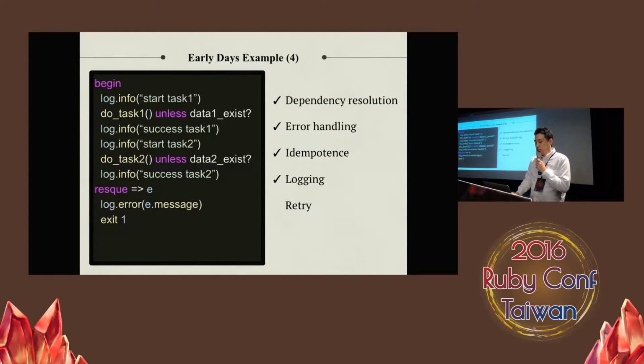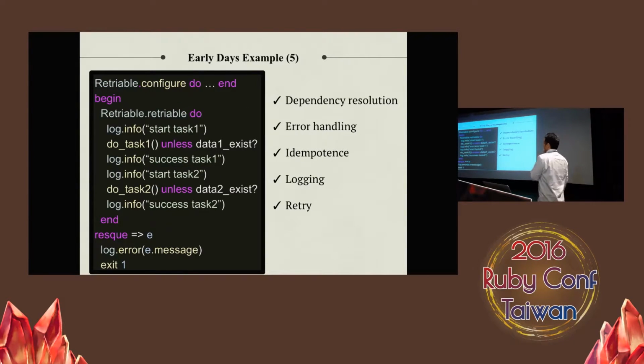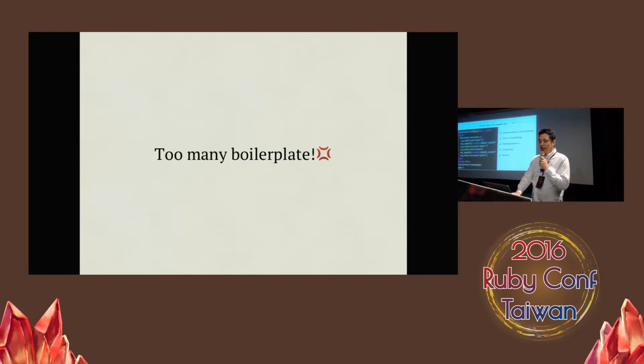Okay, so last we have to implement the retry logic. Okay, we can use a retry algorithm like this also. And all the requirements not related to the logic are implemented. Okay, but you see, this is too much boilerplate code.